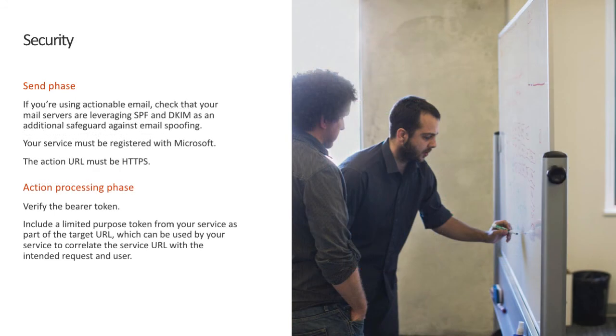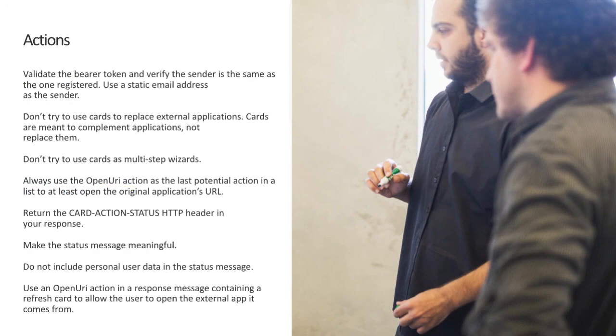Now let's talk a little bit about security. If you're using actionable email, check that your email servers are leveraging SPF and DKIM as an additional safeguard against email spoofing. Your service must be registered through Microsoft, and the action URLs must be HTTPS. As far as the action processing phase, you should verify the bearer token, and you should include a limited purpose token from your service as part of the target URL. That can easily be used by your service to correlate the service URL with the intended request and the intended user. Now, as far as the actions go, let's validate the bearer token and verify the sender is the same as the one that's registered.